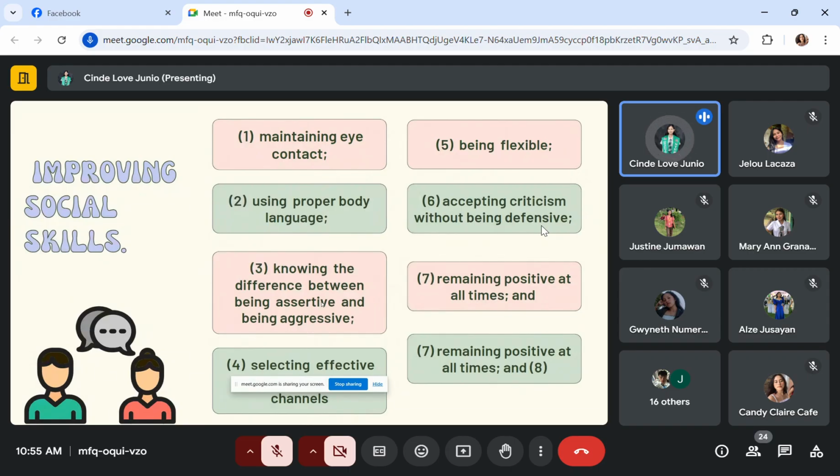Seven, remaining positive at all times. So, keeping a good attitude even in very difficult situations. Smile lang jud ta. Students stay calm and keep trying even after making a mistake. Positive ha, dili ka na magbuang.